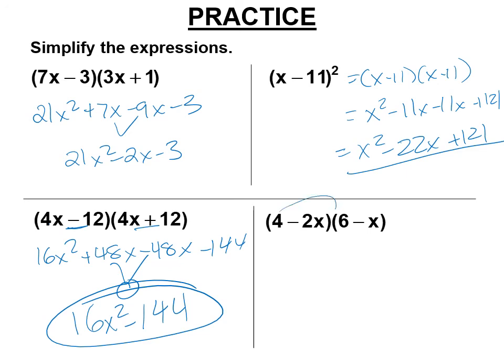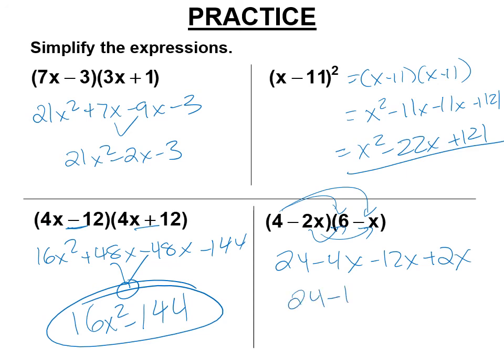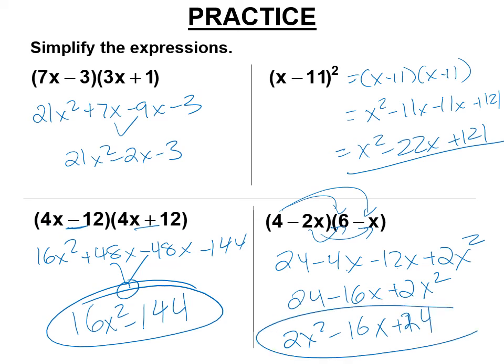Here it is backwards. 4 times 6 is 24. 4 times negative x, negative 4x. Negative 2x times 6, negative 12x. Negative 2x times negative x, plus 2x squared, yes? And so this is 24 minus 16x, negative 4x minus 12x, yes, and plus 2x squared. I left out the square. Don't do that on a test. I will take off, I think, all the points. All right, and there you go.